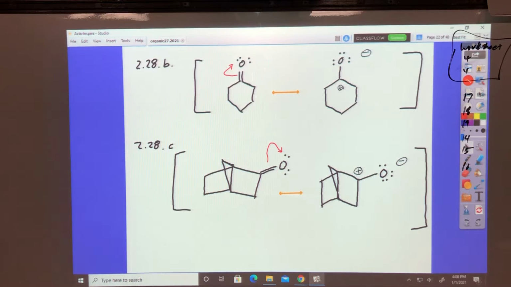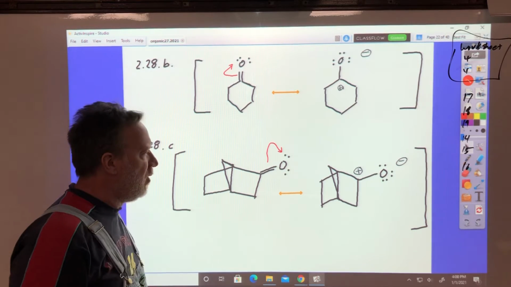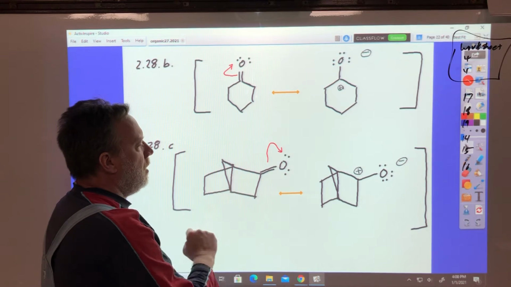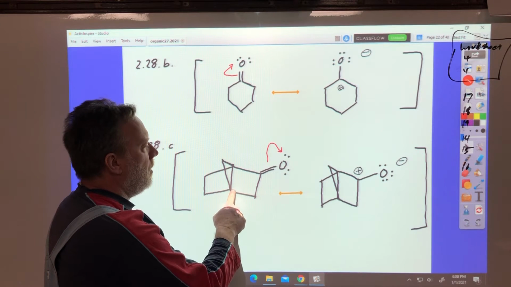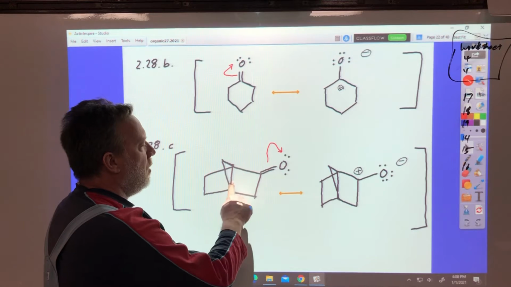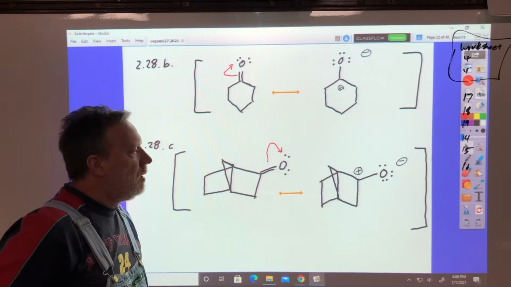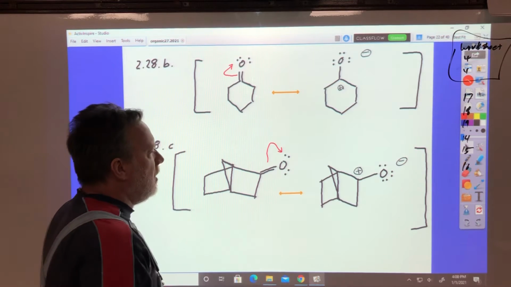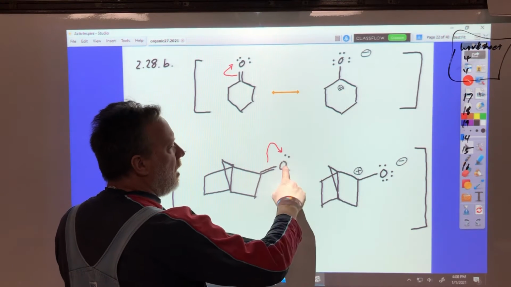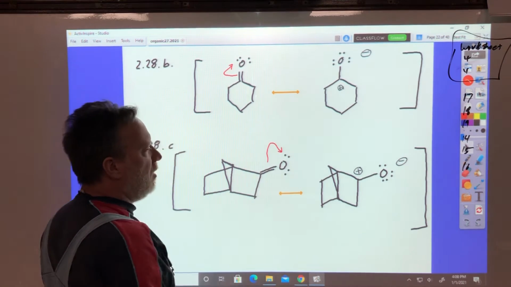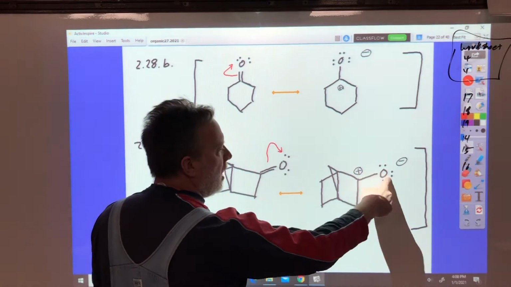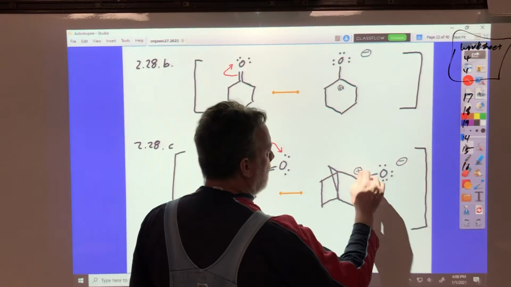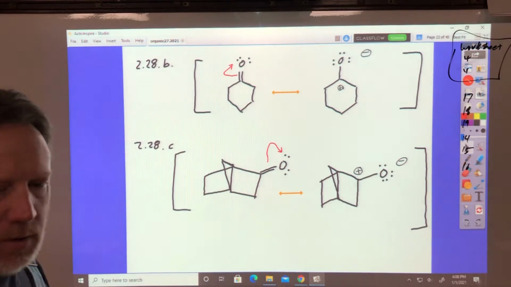Here we've got what's called a bicyclic compound. Those are fun to name. So we have a ring here, kind of a ring there, and a ring here. Actually, this would be tricyclic, wouldn't it? Okay, anyway, never mind. We've got a carbon and oxygen. Oxygen's more electronegative. Electrons will jump out of that double bond and onto that oxygen, which gives it a negative formal charge and a positive formal charge on the carbon.